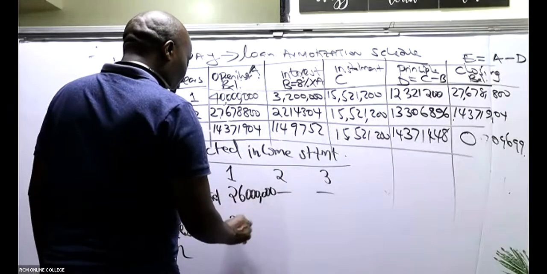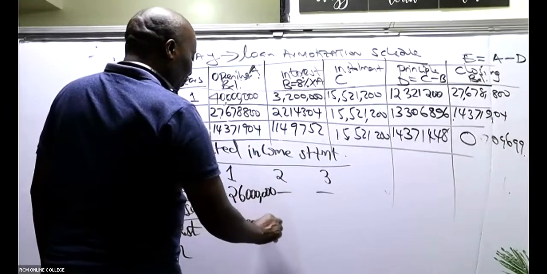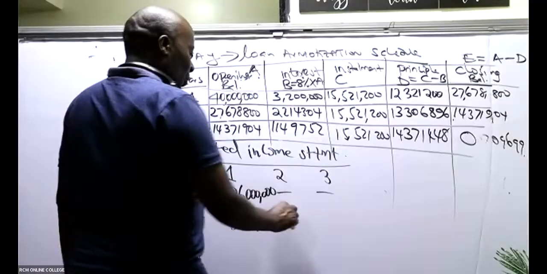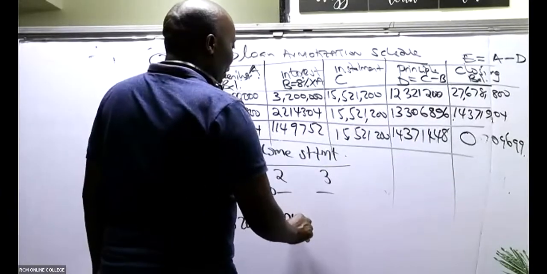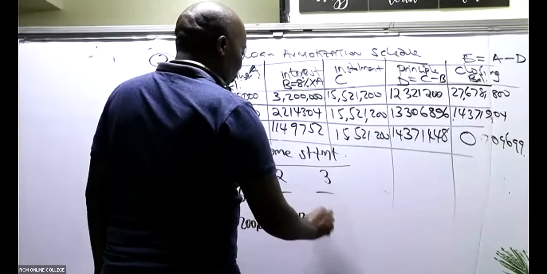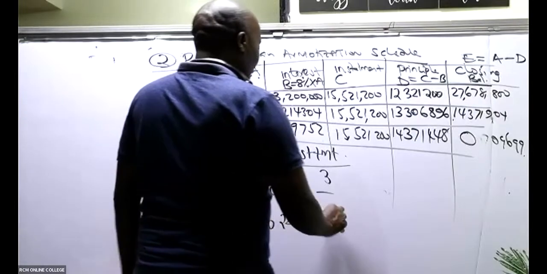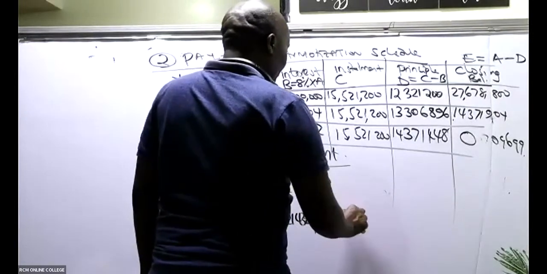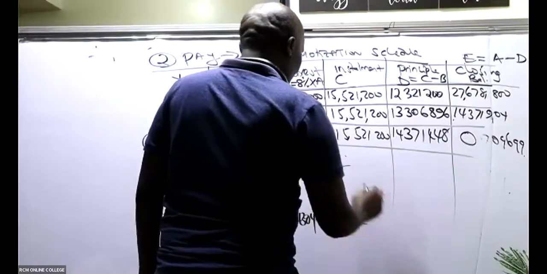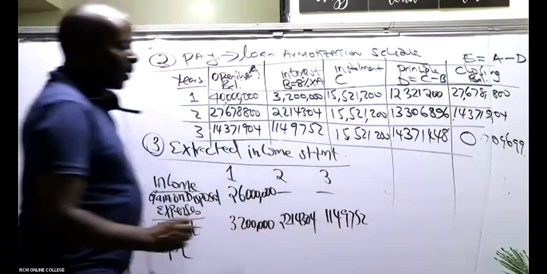So this is 3,200. Year number 2, we have 221, 4304. Then we have 114, 97, 52, 97, 52, 97, 52.